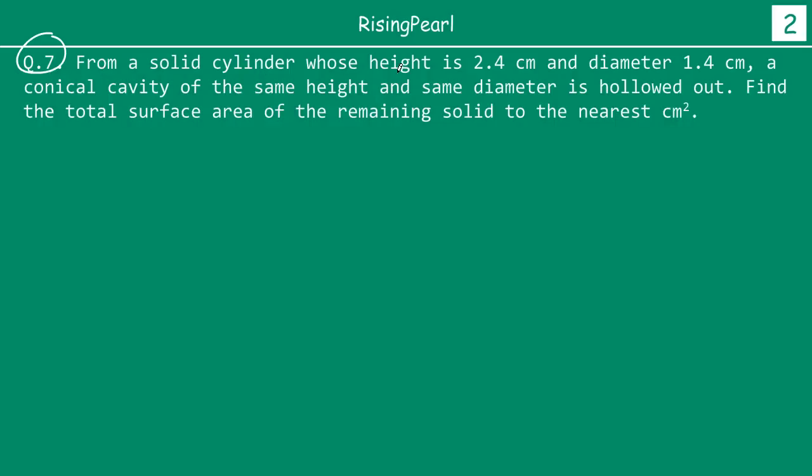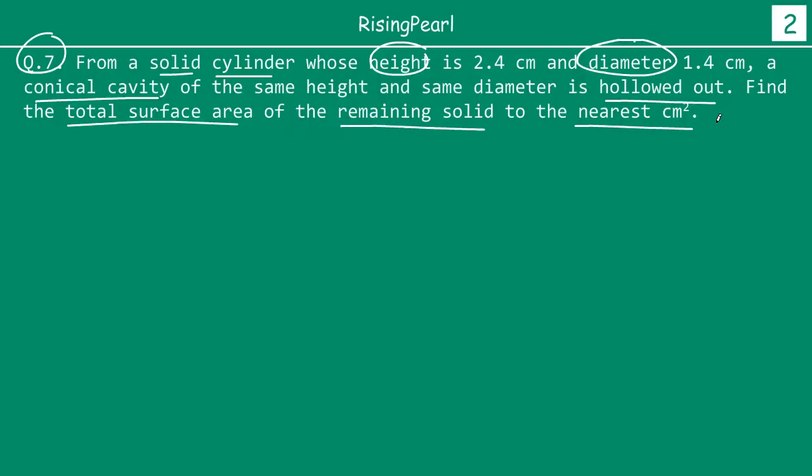From a solid cylinder whose height is 2.4 centimeter and diameter is 1.4 centimeter, a conical cavity of the same height and diameter is hollowed out. So we start with a solid cylinder whose height is given to us and whose diameter is given to us. Now from that solid cylinder we actually take out a conical cavity. That means we cut a cone out of the solid cylinder. Now find the total surface area of the remaining solid to the nearest centimeter square.